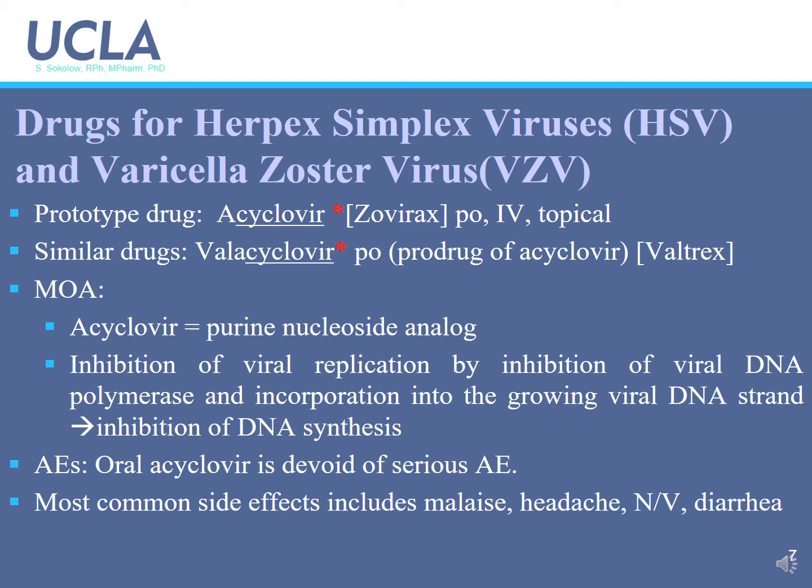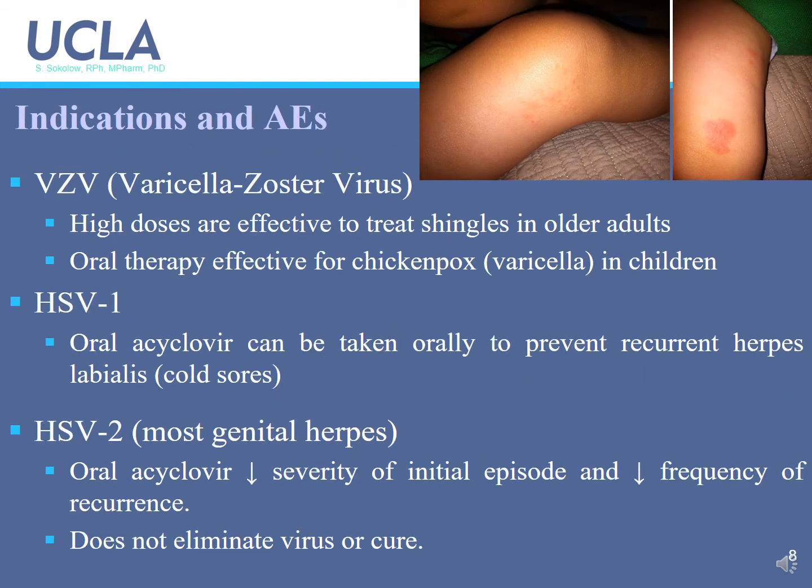So the adverse effects: oral acyclovir is pretty safe. It's devoid of any serious side effects. The most common ones include headache, nausea, vomiting, and diarrhea. Now, what are the indications? So, as I said, they're used for treating herpes simplex viruses, HSV1 and HSV2, and then varicella zoster virus.